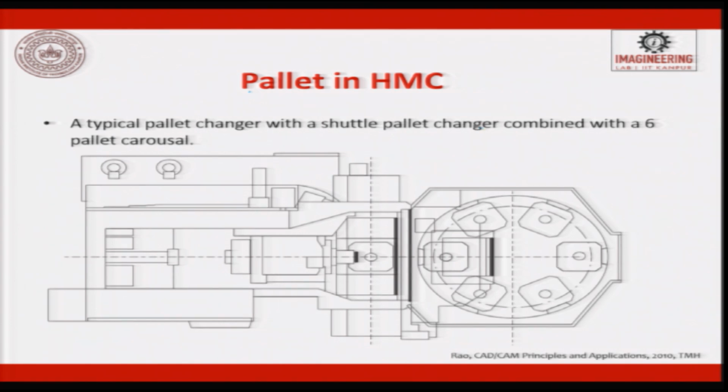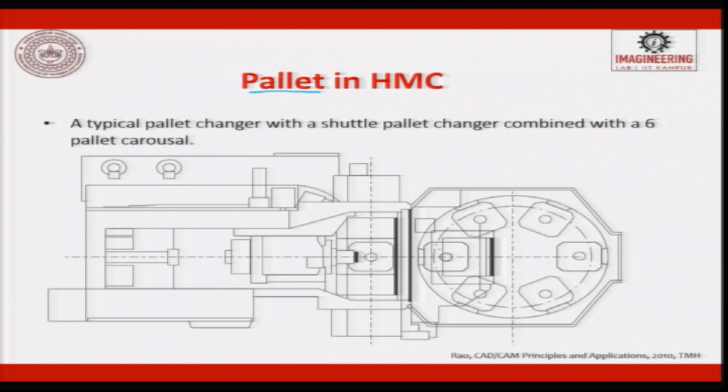So, when we talk about these pallets, it is not necessarily 2 pallets. You can have a carousel of pallets. Carousel of pallets means you can have 6 pallets. So, if you wanted to do mass production, very quick production, again you can use this. So, it is a typical pallet changer with a shuttle pallet. This is a shuttle pallet.